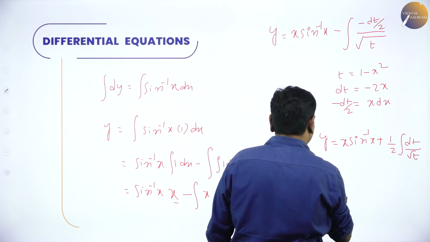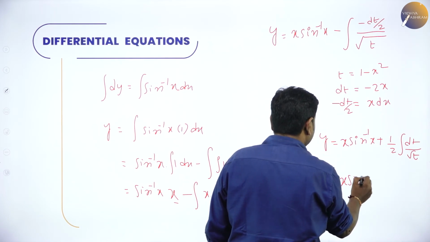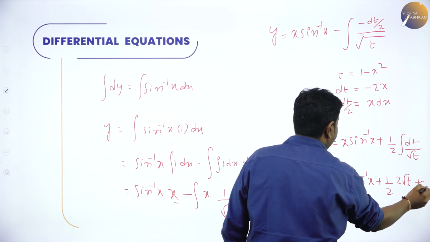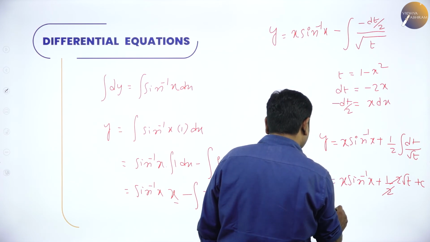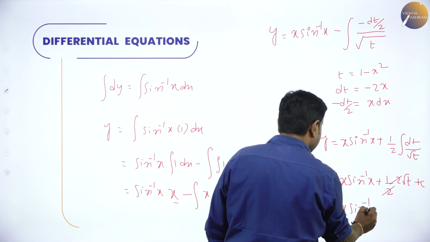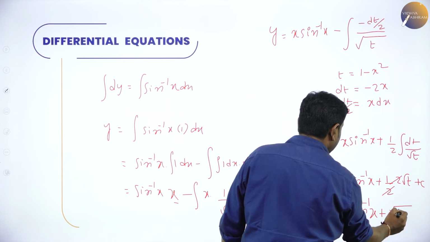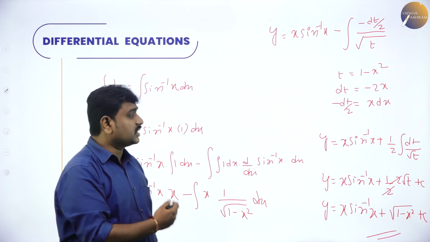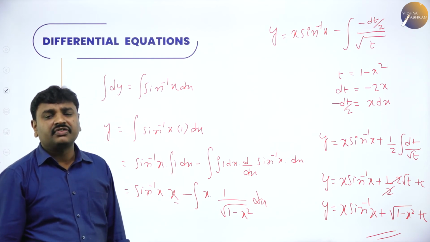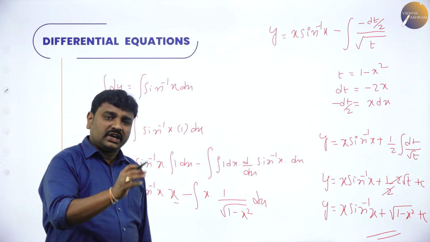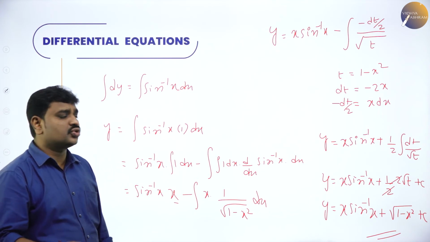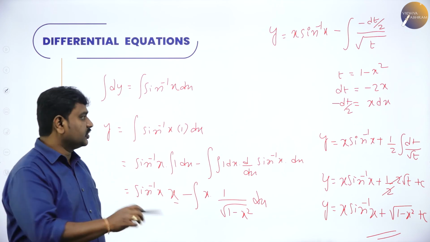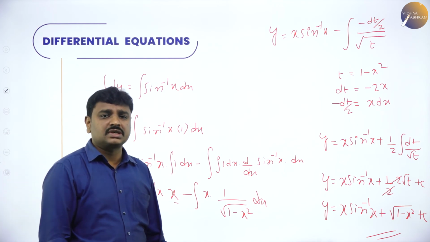You know what is the integration of root t? Integration of root t is 2 root t plus c. 2 cancels, so y is equal to x sin inverse x plus root of 1 minus x square plus c is the answer. So you should know all the types of integrals. Solving a differential equation means you have to integrate and get the final equation. General solution means it contains one arbitrary constant or integral constant c. And first you have to do variable separable.